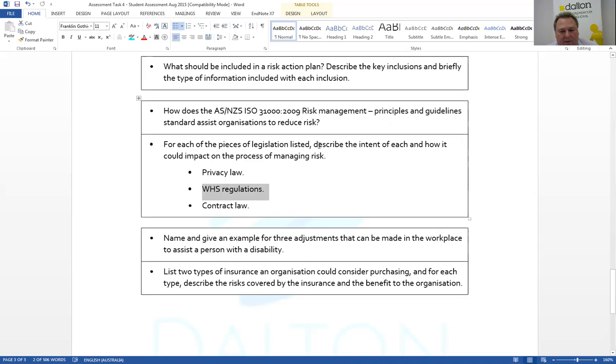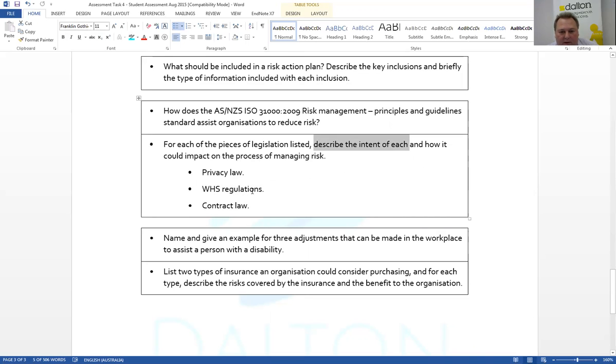And don't forget, 2-part question. Part 1, describe the intent of each to keep employees' personal details private. That's part 1. Part 2, how it could impact on the process of managing risks. So then you list how it could impact the process of managing a particular risk, the privacy laws.